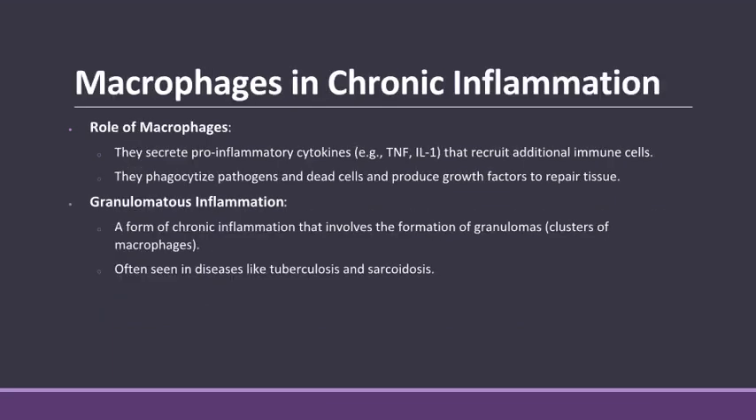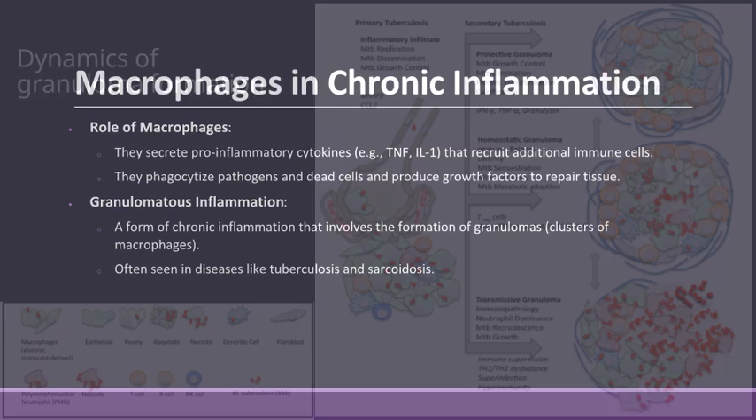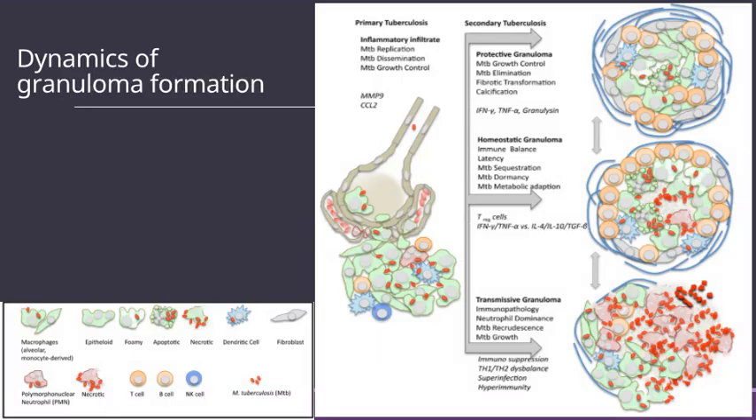Macrophages play a central role in chronic inflammation by secreting pro-inflammatory cytokines like TNF and IL-1, recruiting other immune cells. They also clean up debris and release growth factors to repair tissue. In granulomatous inflammation, macrophages cluster together to form granulomas. This is a protective mechanism against pathogens that are difficult to eradicate, like Mycobacterium tuberculosis. It shows the dynamics of granuloma formation and pathology in tuberculosis.